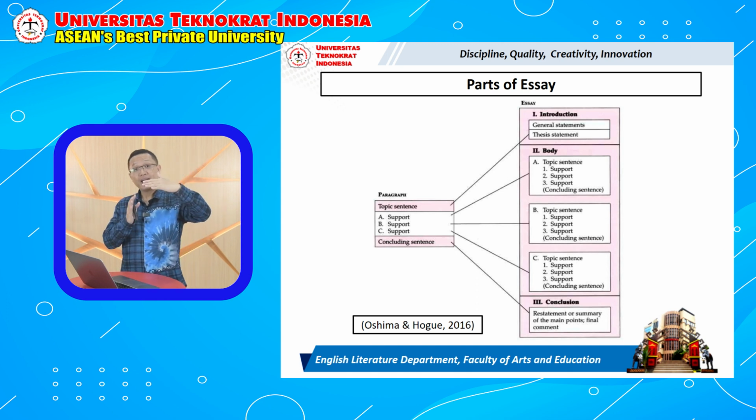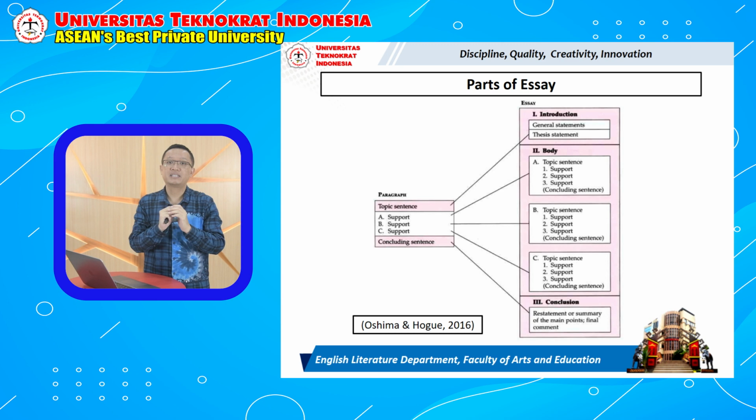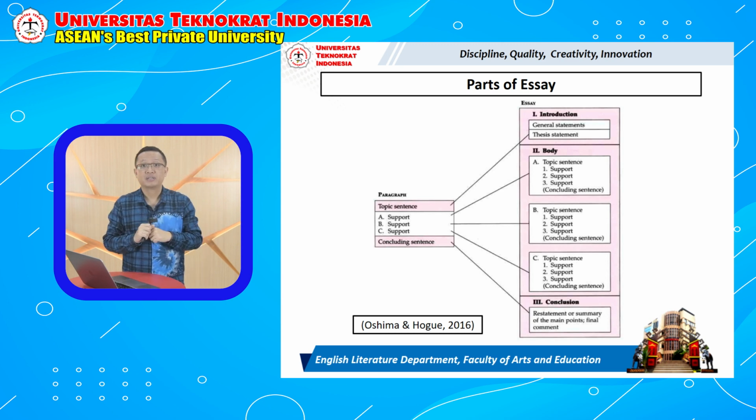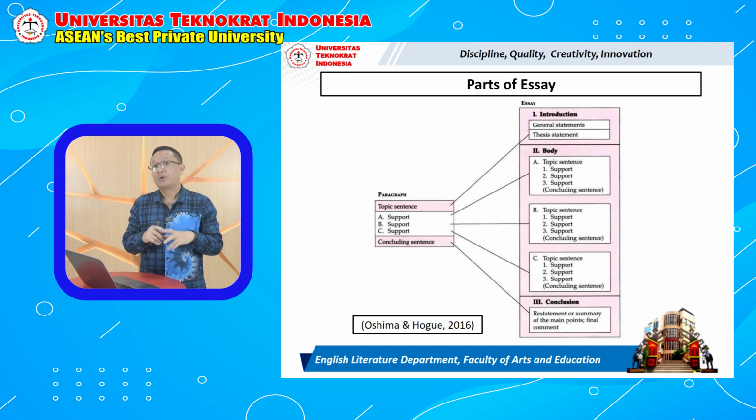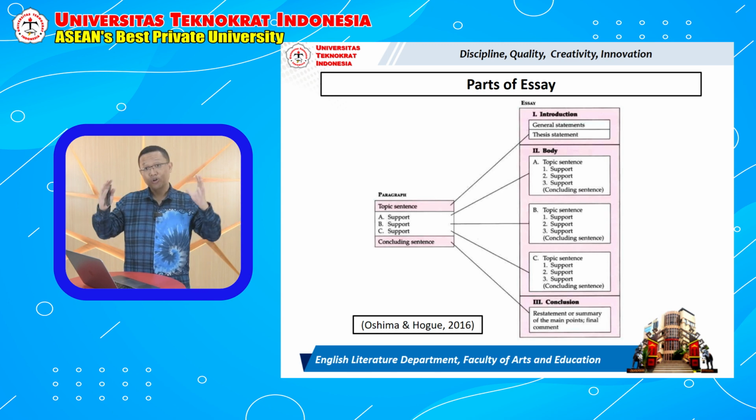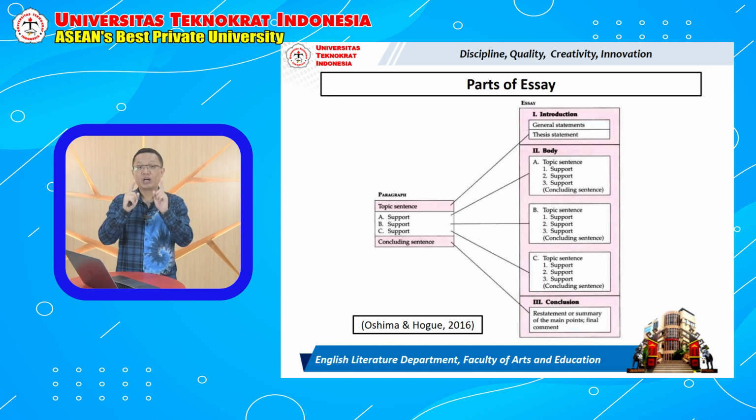And the paragraphs have different functions. Number one paragraph, let's say, is an introduction, and let's say 3 paragraphs, we call it the body of the essay, and 1 paragraph as the conclusion of an essay. Now, let us take a look at it one by one, when we talk about an essay.